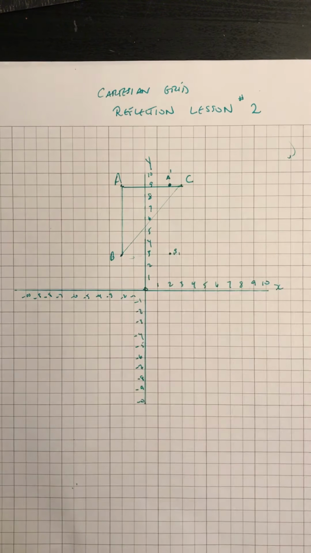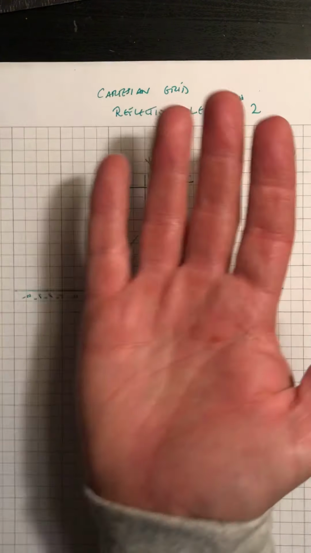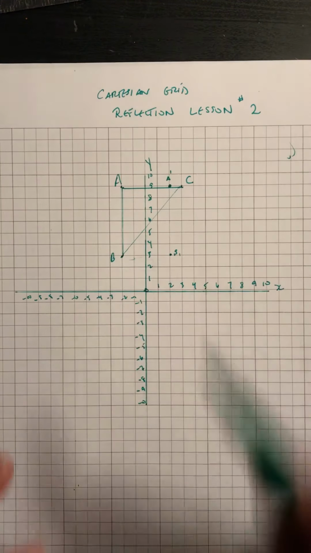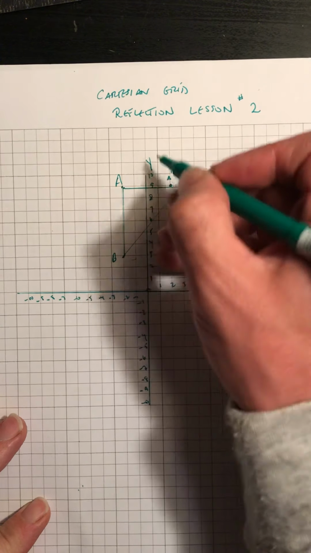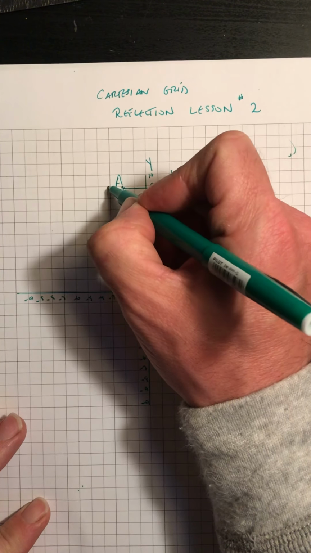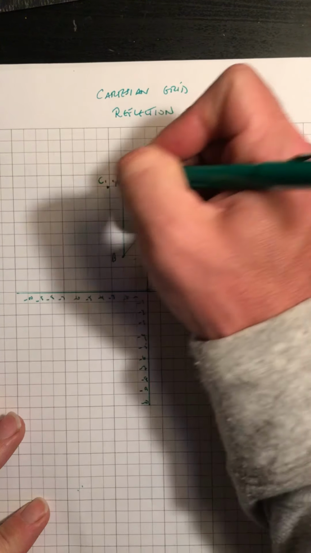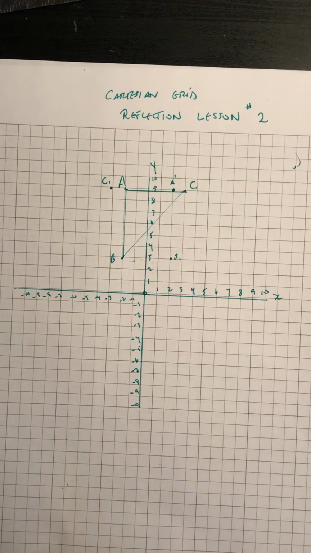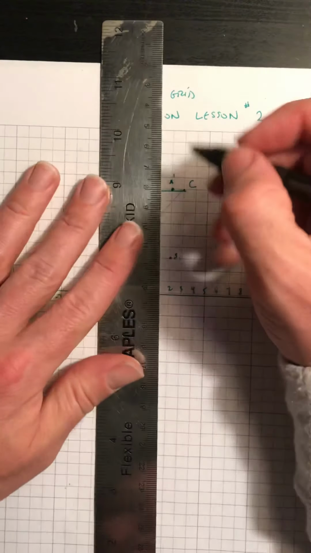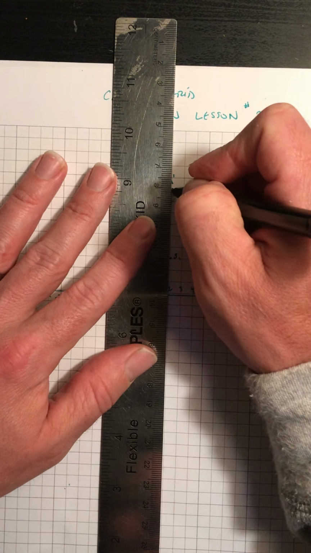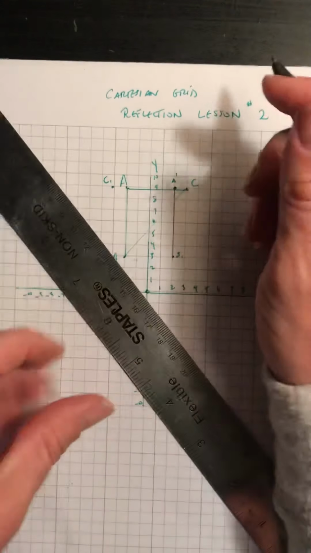Remember, that shape is reflecting like this. It's not so much reflecting like that. It's reflecting kind of on top of itself. So 1, 2, 3. We're going to go from the y-axis, 1, 2, 3. There's our new C point. So if we go to actually link up the lines here.